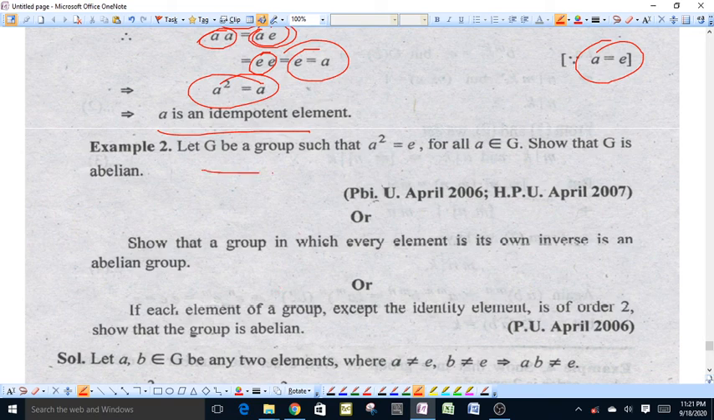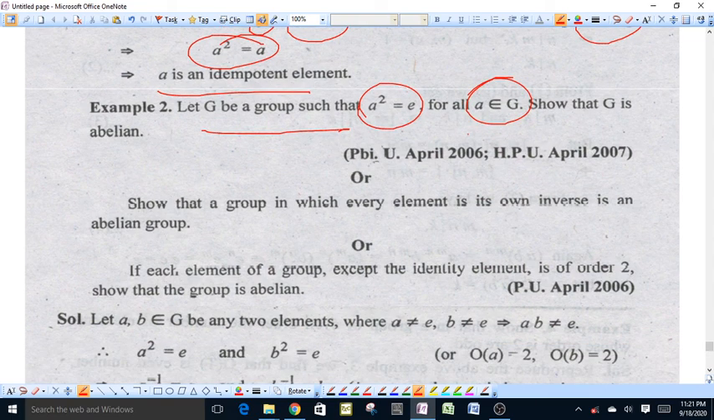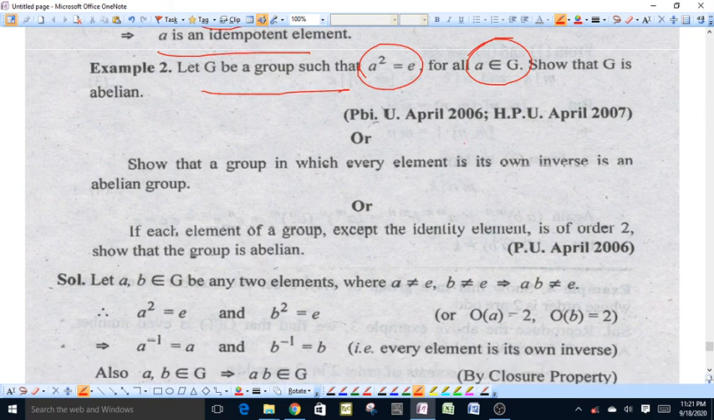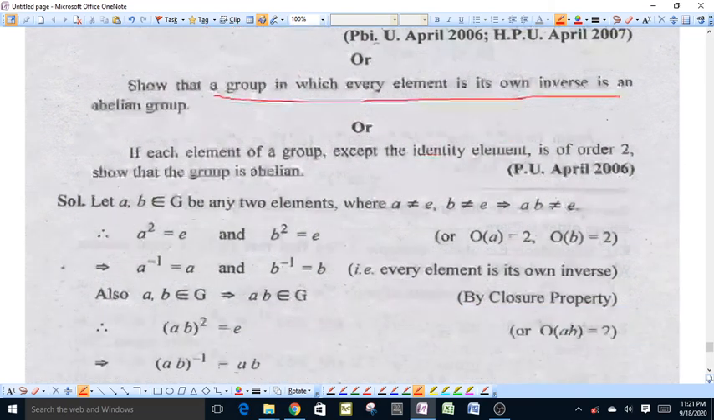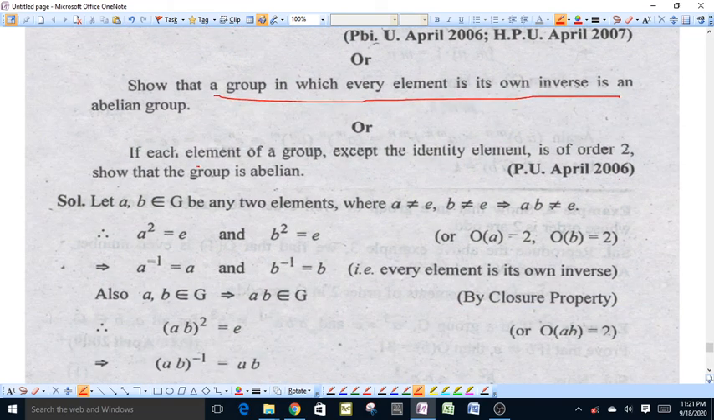Let G be a group such that a square is equal to e for all elements of G, then show that G is an abelian group. Or we can state this theorem as this question: show that a group in which every element is its own inverse is an abelian group, or each element of a group except the identity element is of order 2, then show that the group is abelian.